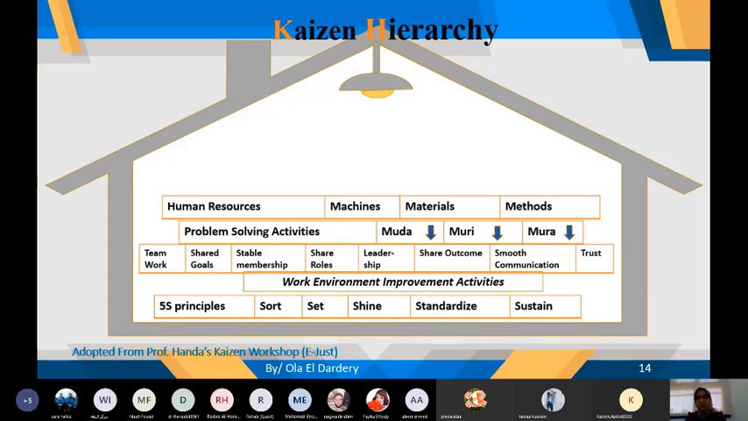And as well, the methods. The methods here means the standard operations and procedures in any organization. And the methods are very important. So the human resources, the machines, the material, and the methods together are very important in the Kaizen hierarchy to reach our goals and achieve what the organization wants finally, and the professional goal of the Kaizen event.